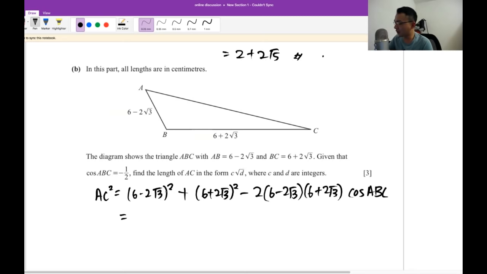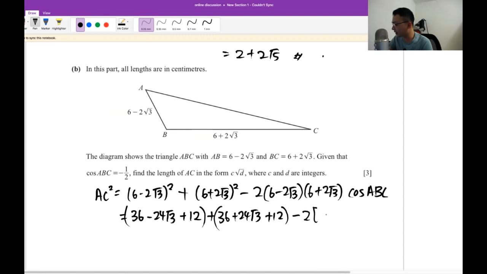Alright, we will need to solve this one, so I will solve this one as fast as possible. This is 36, and then minus 24 surd 3, and then plus 4 times 3 is 12. Do the same thing for this one: 36 plus 24 surd 3 plus 12. Then this one is a plus b, a minus b, right? So you should get 36 minus 12. Cos ABC given is negative half. So yeah, we will need to solve this one.